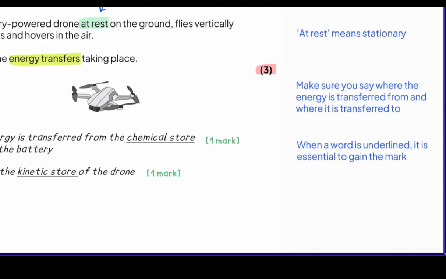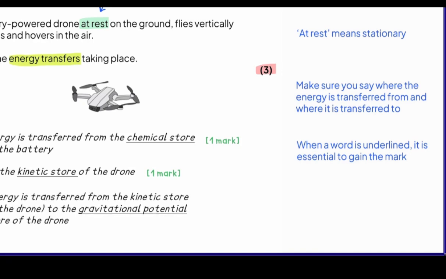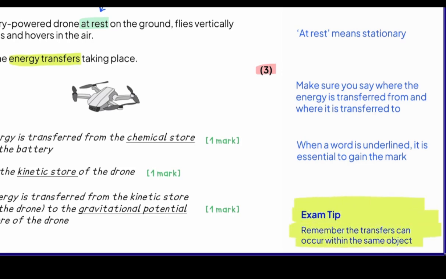What's next? The drone flies vertically upwards, so it's gaining height. Therefore, energy is transferred to its gravitational potential store, and that's the third mark. Notice in this example that the energy transfers taking place are between different stores in the same object, the drone. And that's okay. Sometimes students think it must be wrong if the energy transfer is not from object to object, but it totally can be. It all depends on the context.